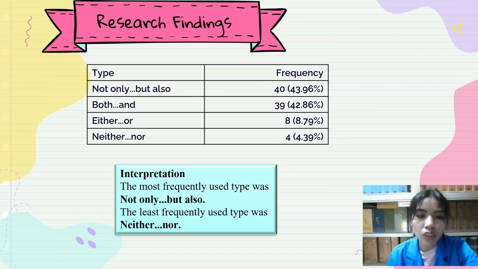Research findings. The results show that not only but also was the most frequently used type, meanwhile neither nor was the least frequently used. This finding shows that students tend to use some correlative conjunctions more often than the others.